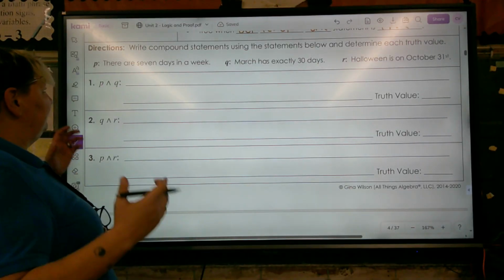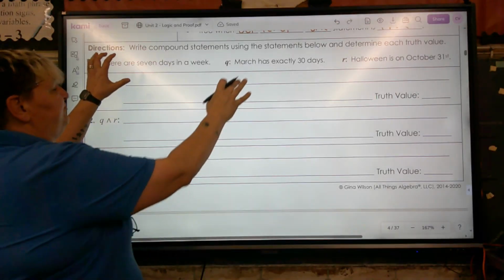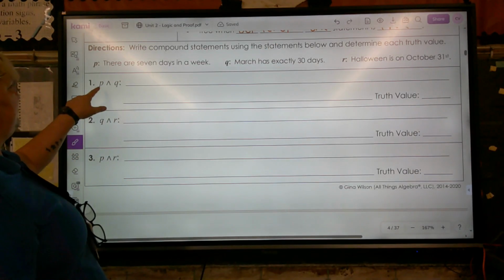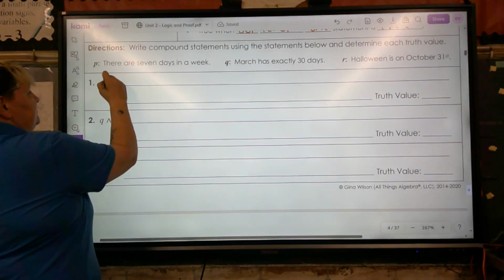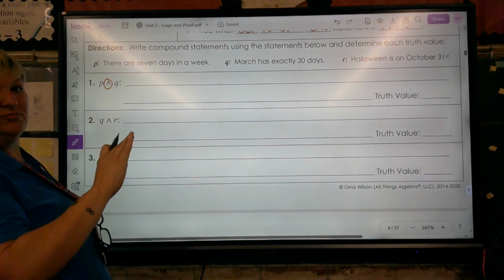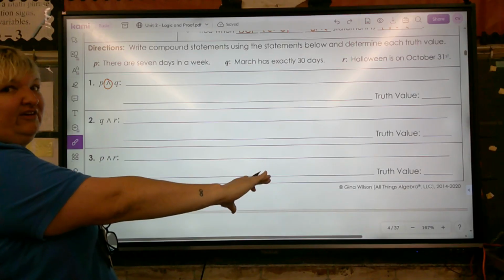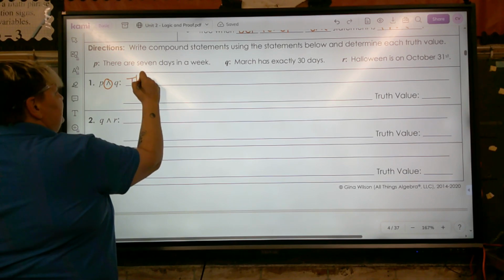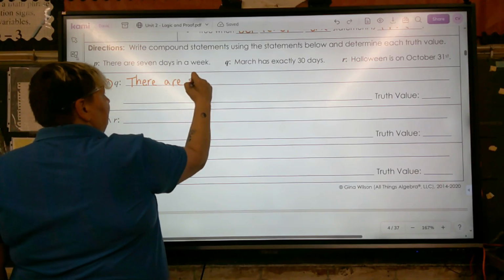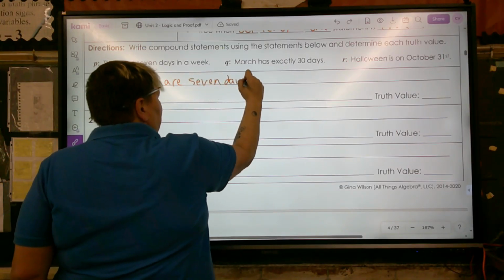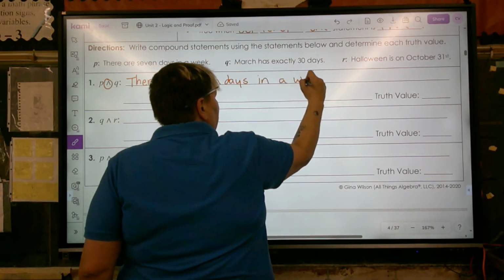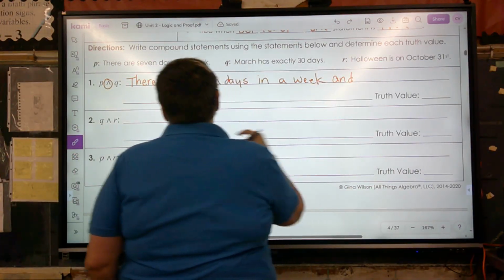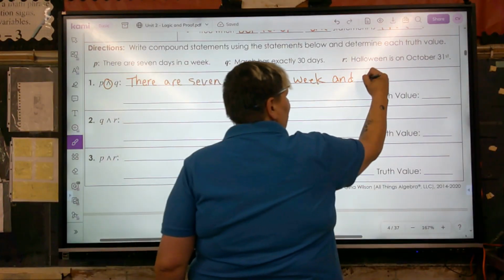If you want, literally visualize yourself picking up the sentences and putting them together. It helps to visualize it, because we're doing a P and Q, which means we're going to combine them with an and. So before you even try to determine its truth value, write the compound statement. So there are 7 days in a week, and Q, March has exactly 30 days.